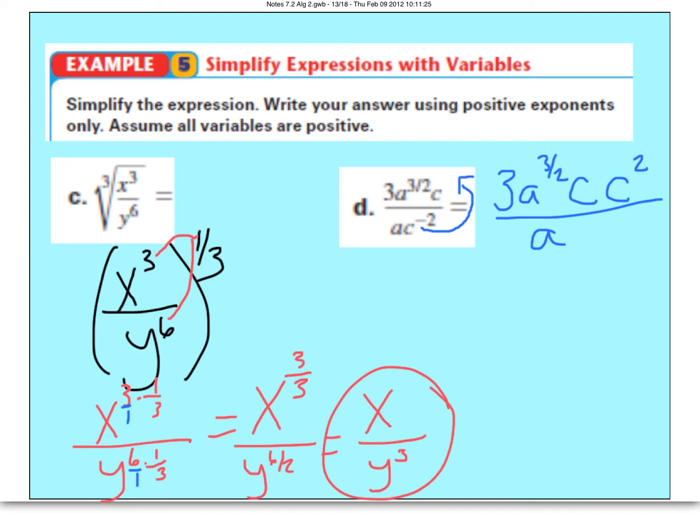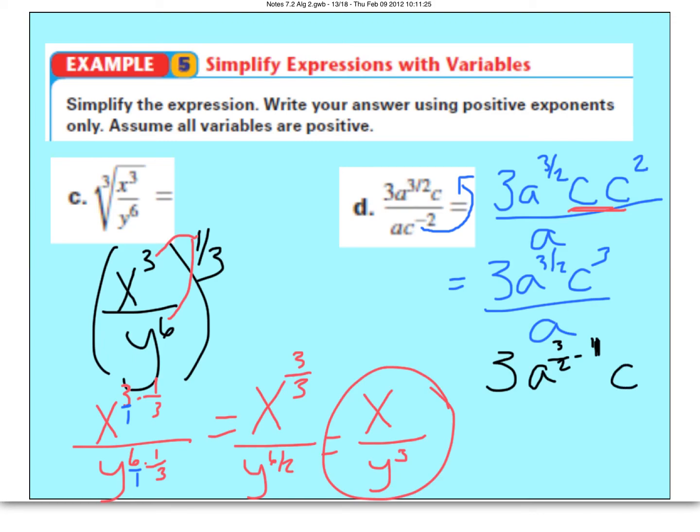So I'm going to combine together these two C's, and I'm going to get 3A to the 3/2 C cubed. So my 3 is great and my C is great, but I have 2 A's. So I must take care of that. So I have to subtract that. So I'm going to keep the 3. I'm going to do A 3/2 minus 1, and I'm going to keep the C cubed there.